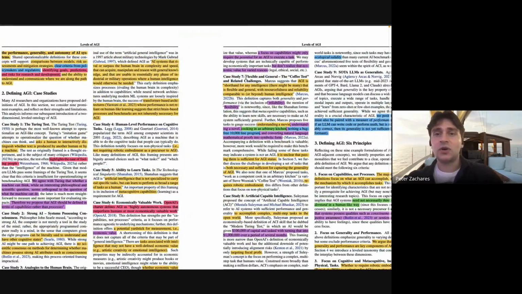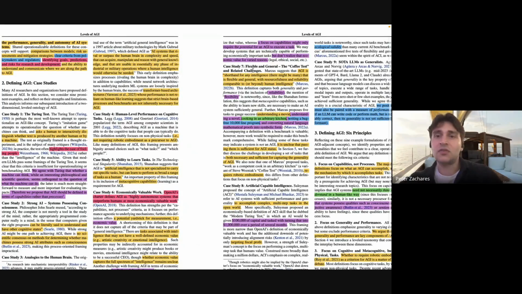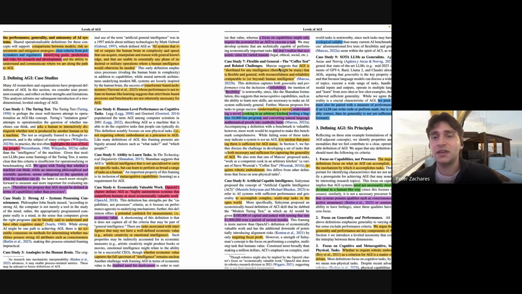And then the last one, or not the last one, the seventh one is this idea of flexible and general work, and they call it the coffee test. But basically, it says you come up with a set of benchmarks for a model that, if it can perform these benchmarks correctly, then it has achieved AGI.